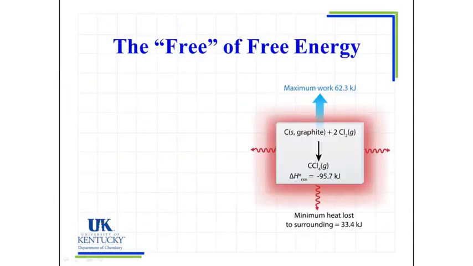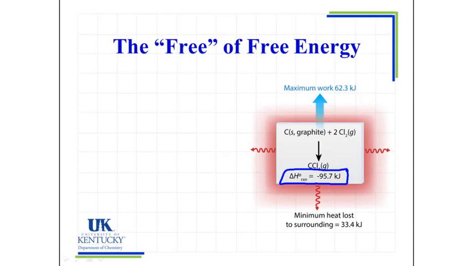The last thing I want to talk about in this learning objective is why free energy is the energy free and available to do work. How come all of the energy is not available? Let's look at this reaction. In this reaction, the delta H is a negative 95.7. That is the enthalpy change. That is the heat given off. All of that is not available to do work.